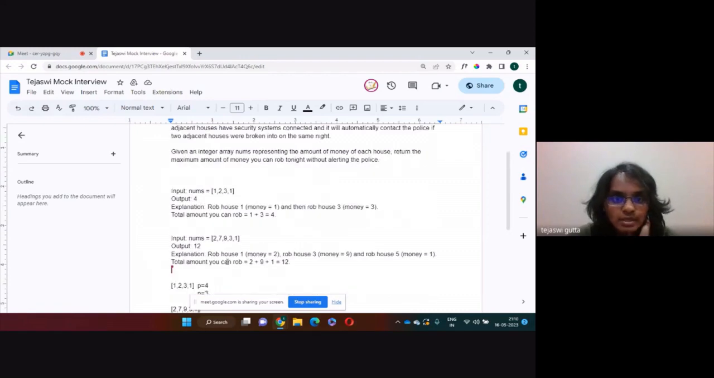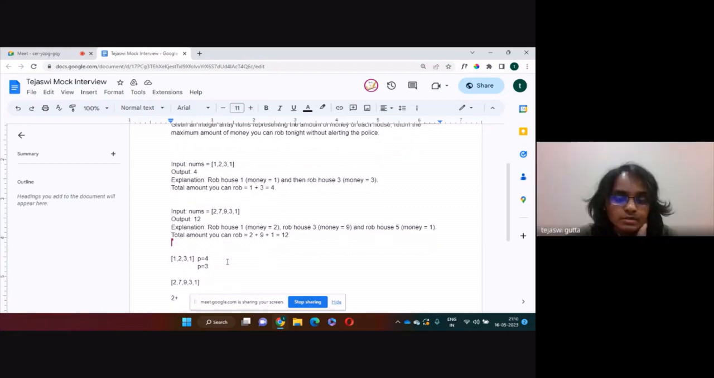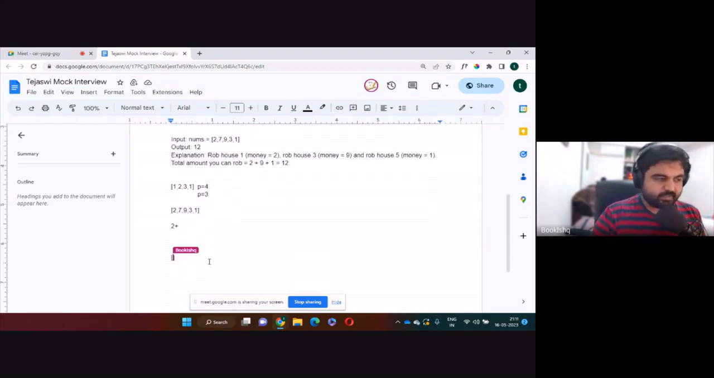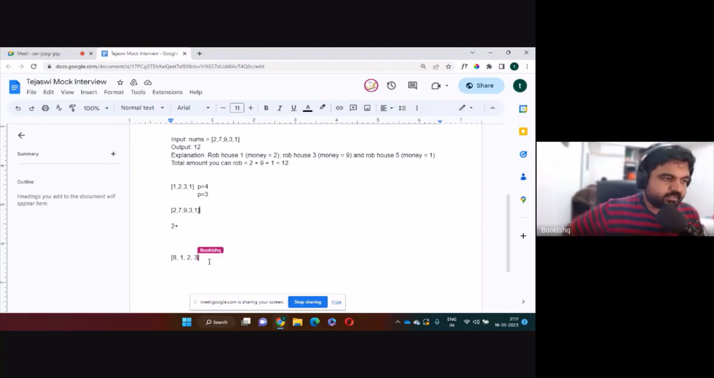As the array has only positive integers, this should work. Okay. Let me give you one more example. Suppose we are given an input that looks like this. The values are 8, let's just say 1, 2, and 3. What would be the maximum profit in this case based on your solution?